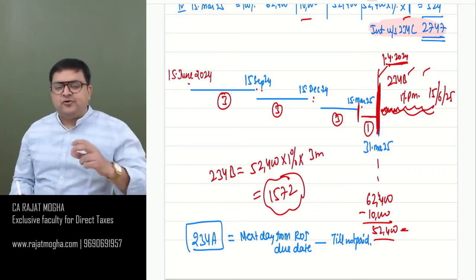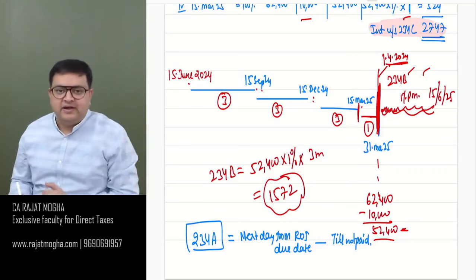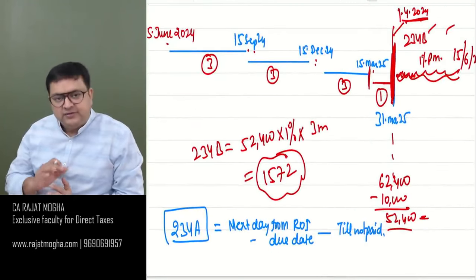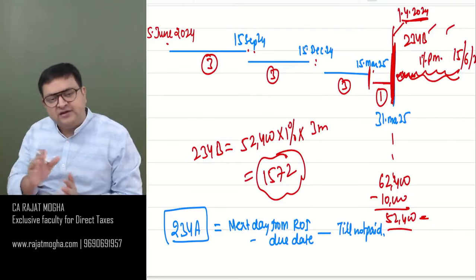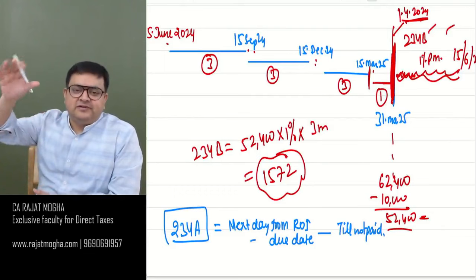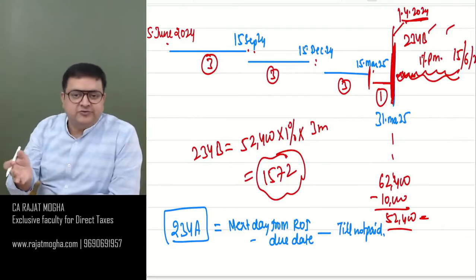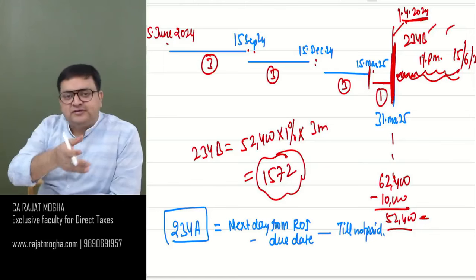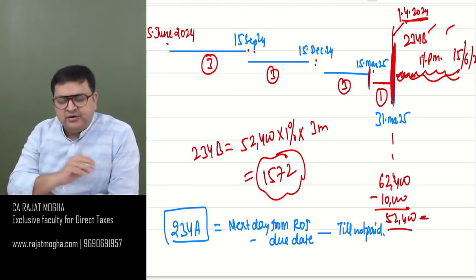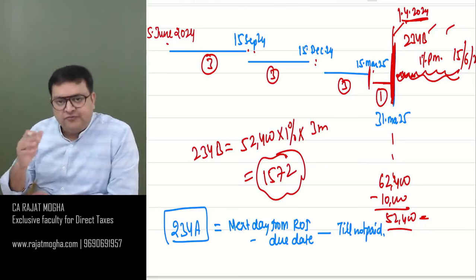234A is attracted if you don't file your ROI on time and still you are not paying taxes. So, let's say if your due date is 31st July, it starts from 1st August onwards. Let's say somebody deposits his ROI in the month of October, November after 31st July. So from 1st August, we'll calculate the interest. Correct? It is not at all important. They rarely ask you.